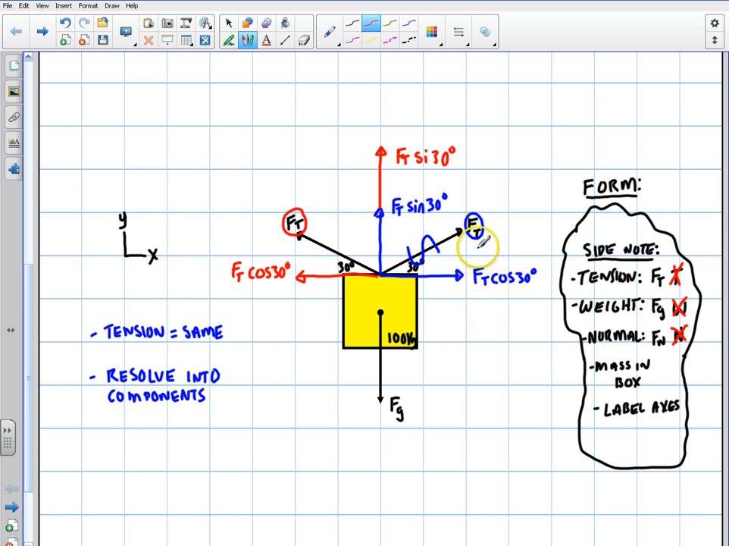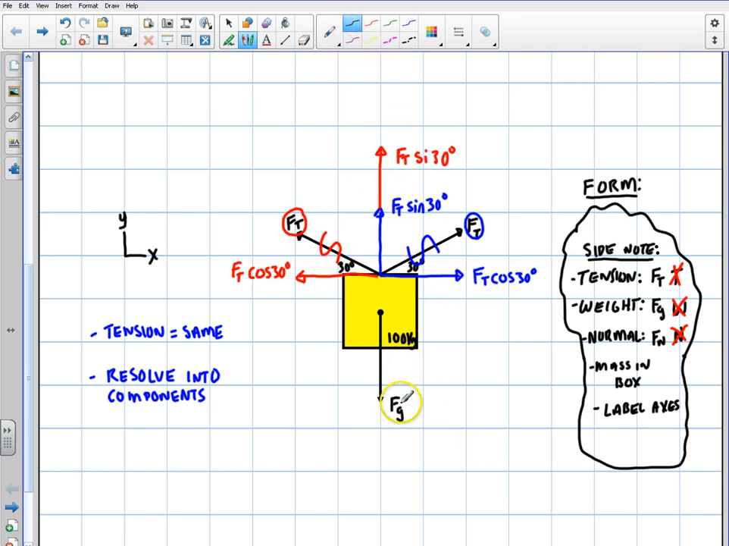Now we have these two forces. I'm going to strike that out, however you want to do it, you just strike it out like this. I have these two forces now resolved into their components. Even though they're the same magnitude, I just drew them in different colors so you can see it.